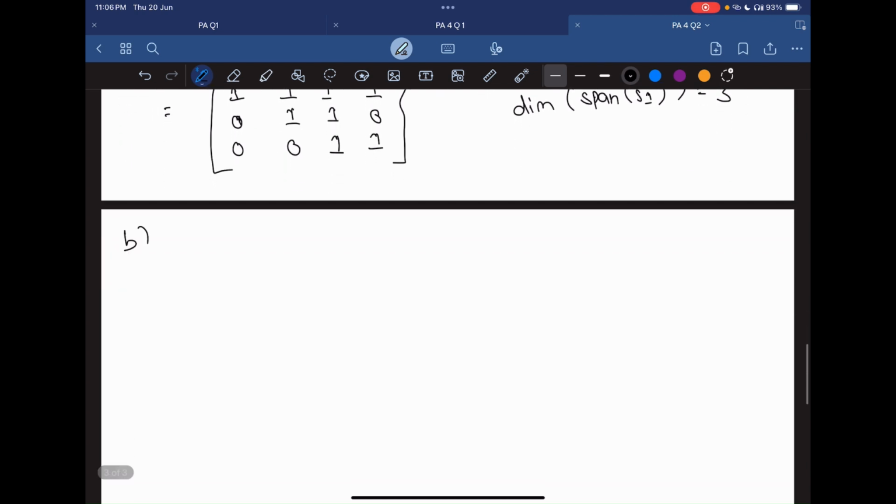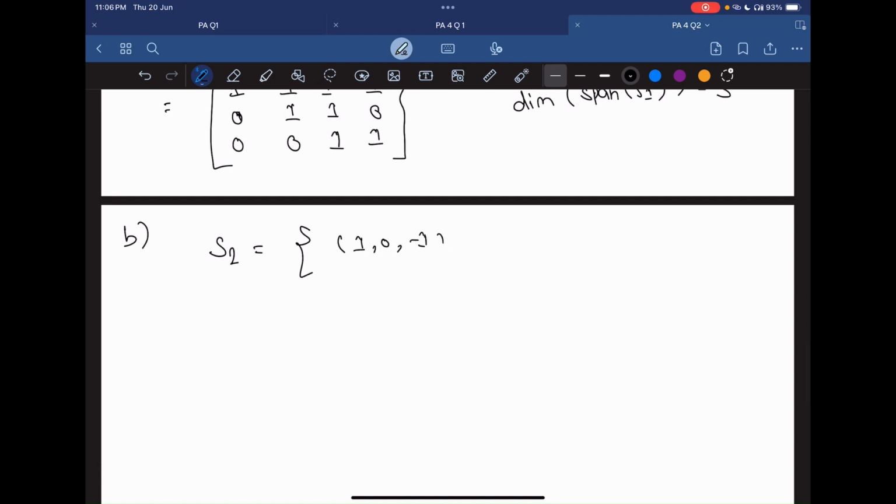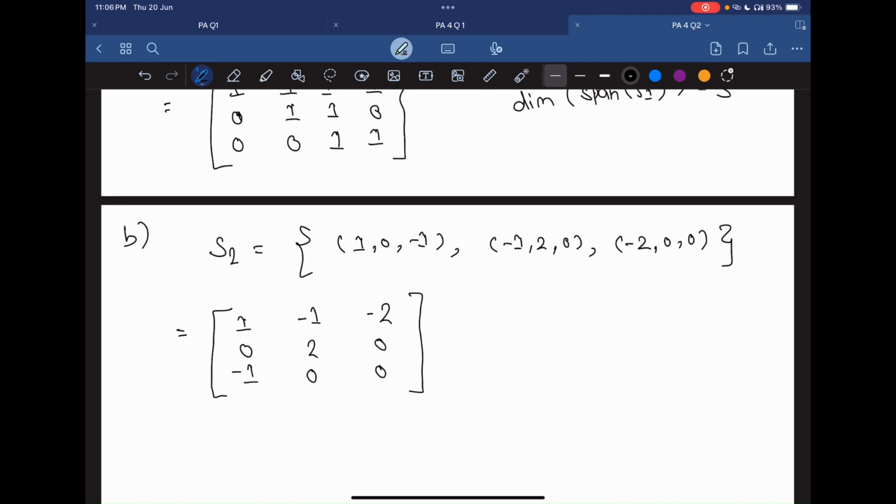So now let's look at B. Consider this as set S2: minus 1 minus 1 2 0 minus 2 0 0. So again we will put the vectors column wise. Now this time instead of finding the REF or RREF form, we will first try to check whether the vectors are linearly independent or dependent. As we have 3 vectors in R3, the simplest way to check whether the vectors are linearly independent or dependent in these cases is just to find the determinant of this matrix.